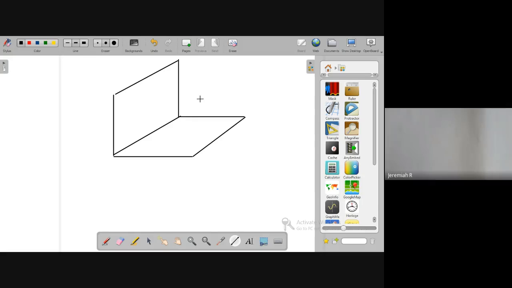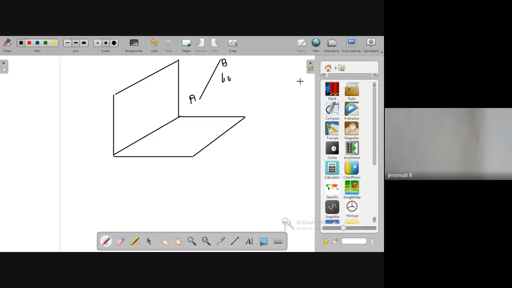So the line is given like this. The name of this line is AB. Here is point A, and here is point B. What is the length of this line? The length of the line is given as 60 mm.